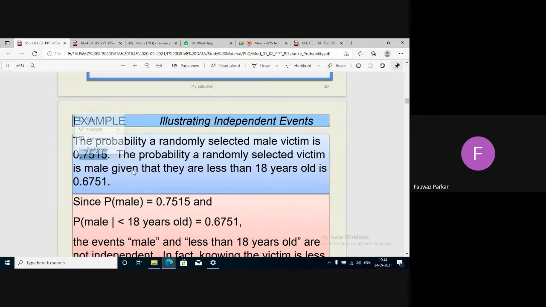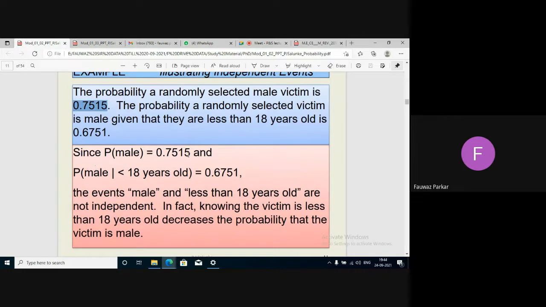That means the probability of selecting a male victim is 0.7515. And the probability of selecting a male victim given that they are less than 18 years old is 0.6751. So these are the two probabilities. So simply, if you say, since the probability of male is what?